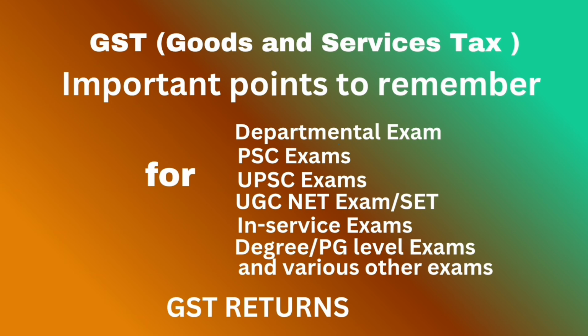Then GSTR 7A, the form for issue of TDS certificate by the deductor to the deductee. GSTR 7 for TDS, frequency: monthly. Due date for filing GSTR 7: on or before the 10th of the month succeeding the calendar month. Then next, due date for payment of tax: the due date for payment of tax for the person required to file.